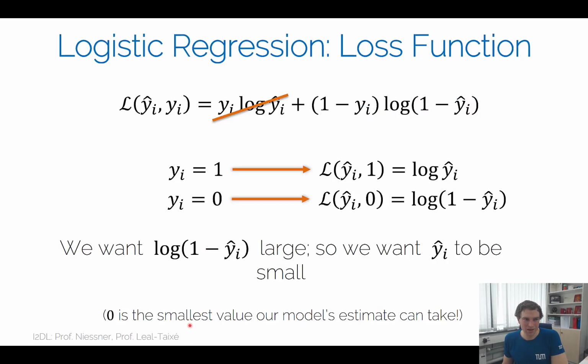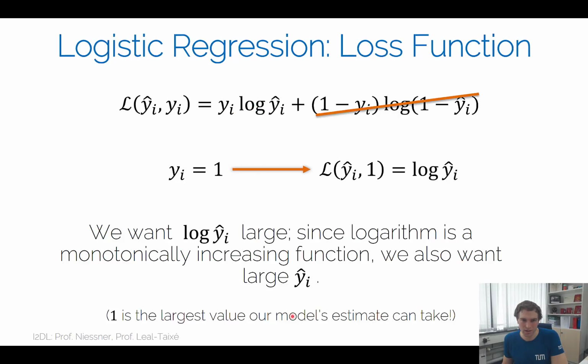We also can take the other case, right? In the 0 label case, this part here cancels out, and all that remains is the logarithm of 1 minus y hat i. In this case, we want log of 1 minus y hat i to be large, so we want y hat to be small, and 0 is the smallest value that the model can take. Why is that the case? Well, we have a sigmoid function, right? So this is the output of a sigmoid function. 0 is the smallest one, and 1 is the largest case here, right?